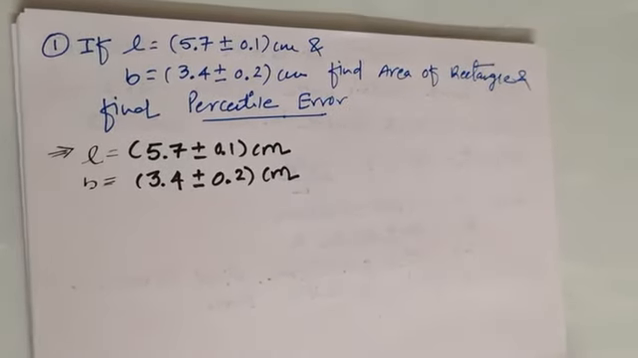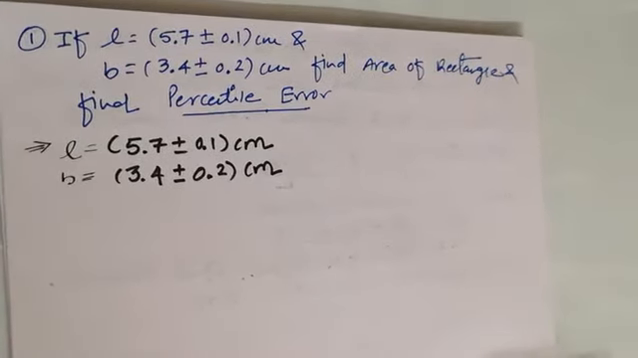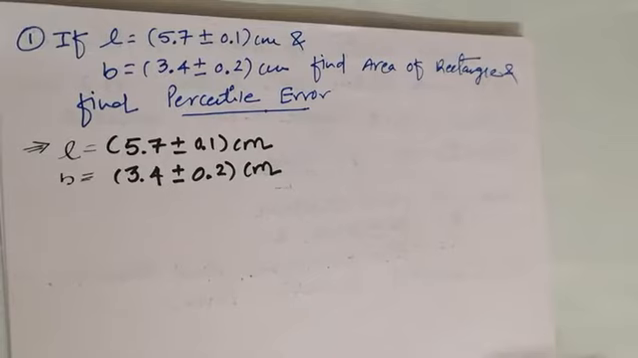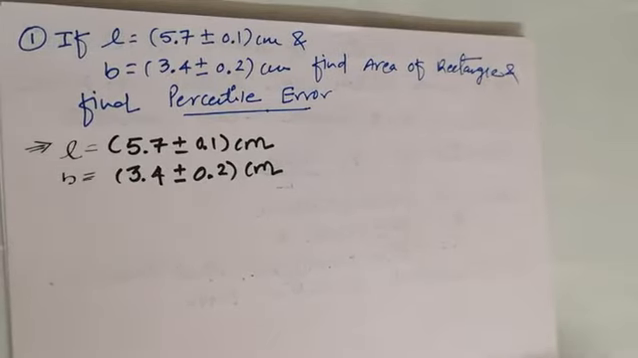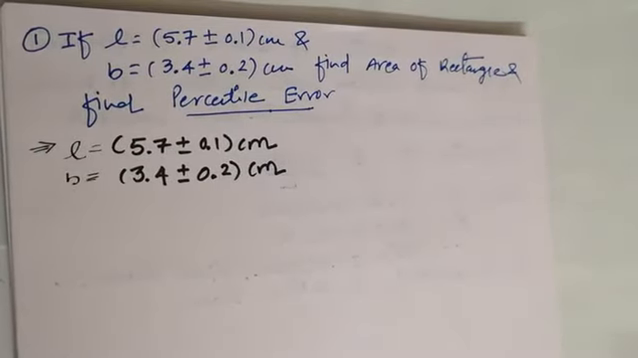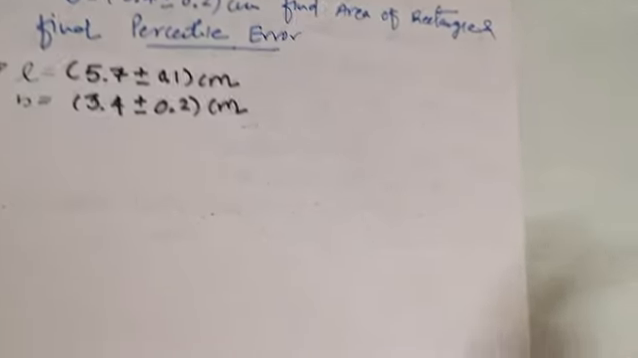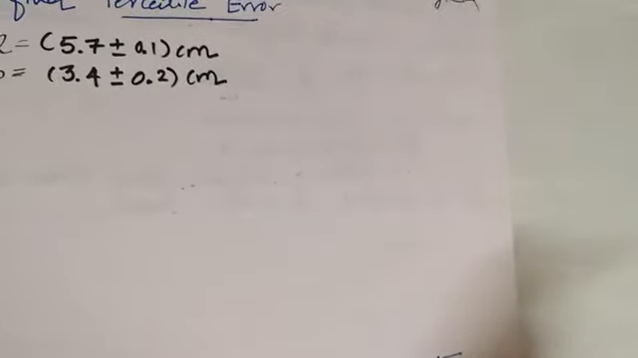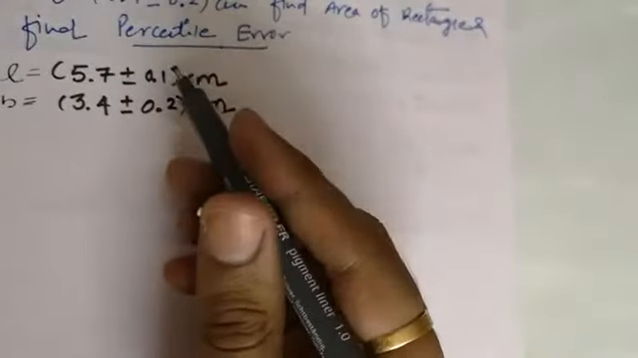Hello students, in a previous clip we discussed the addition, subtraction, multiplication, division and power rules for errors. Now we will discuss their explanation with some examples. Let's say we have a length of 5.7 plus or minus 0.1 centimeter and a breadth equal to 3.4 plus or minus 0.2 centimeters.